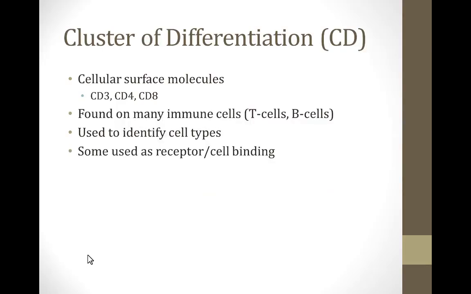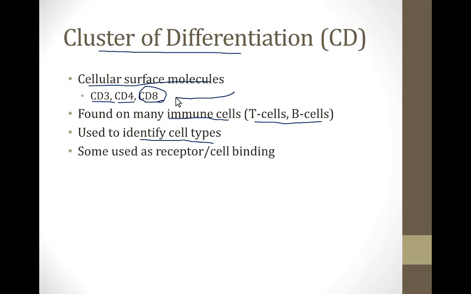The final concept we need to define before discussing the innate immune system is that of the CD structures, or the cluster of differentiation structures on cells. CD structures are cellular surface molecules, and they have names like CD3, CD4, and CD8, and they are found on many immune cells, especially T cells and B cells. We use them to identify cell types. So when we say we have a CD8 T cell, we're talking about a specific subtype of T cell, defined by the presence of this CD8 molecule on its surface. Also, some of the CD molecules are used as receptors and cell binding sites, and we'll talk about those in the remainder of this module.